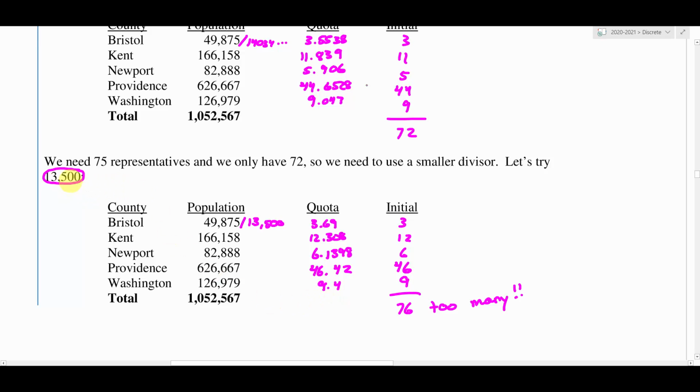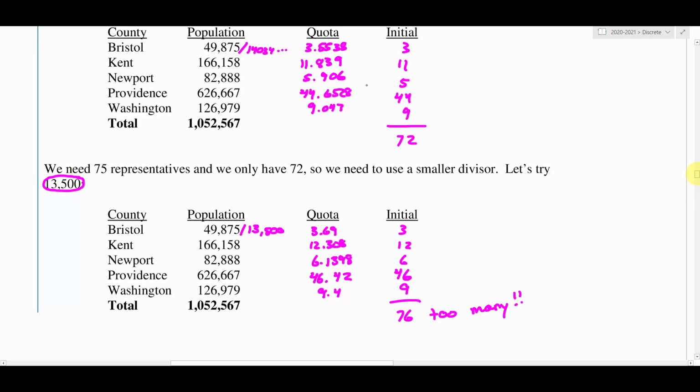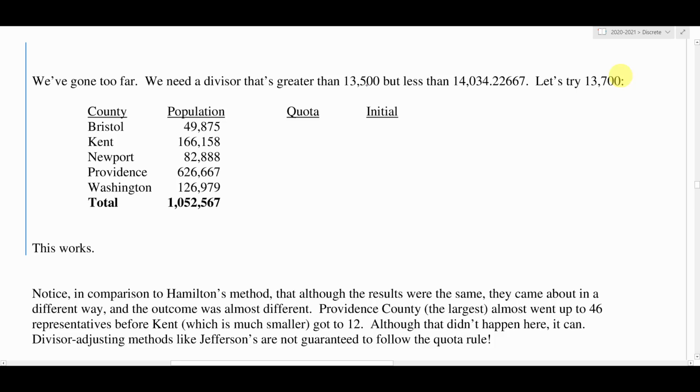So we dropped our divisor a little bit too much, so we need to raise it back up. So we got to do this again, but this time we're going to do it with 13,700. All right, so now I go back, I start over. And this time we're going to be dividing by 13,700 to get our new quotas. So remember what happened there was we dropped it down to 13,500 and then we ended up apportioning too many. So we have to raise it back up because we went too far. Okay, so we're going to go back a little bit closer to our original divisor of 14,034.